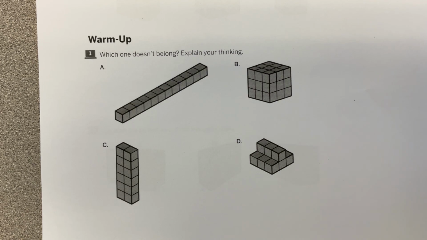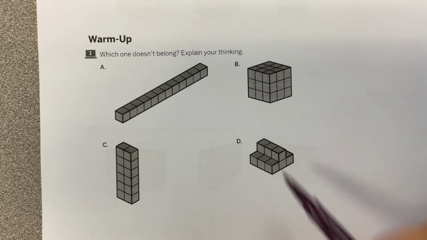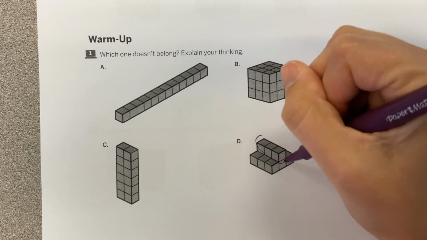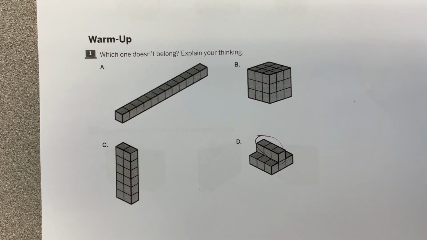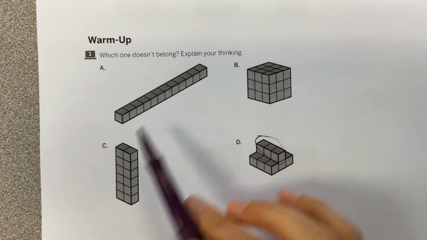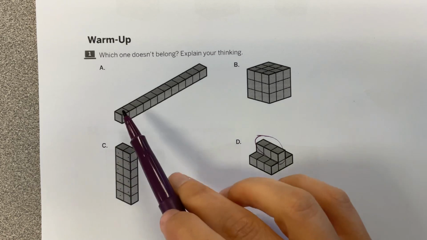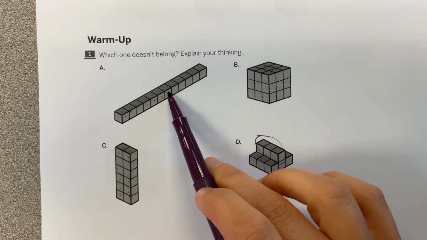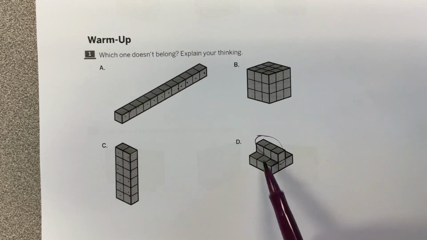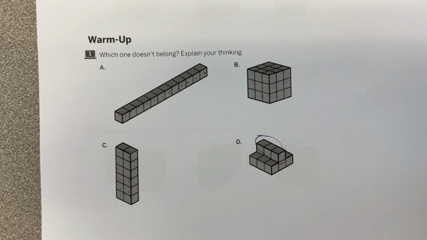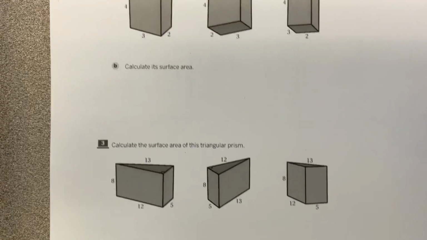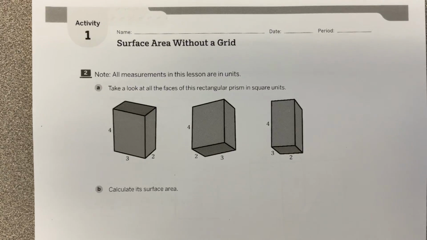So maybe you spot D and say, well, D isn't a rectangular prism because it has this kind of extra spot on top. Sure. Maybe you count up the cubes. This one has 1, 2, 3, 4, 5, 6, 7, 8, 9, 10, 11, 12. If you count this one, it has 12. So maybe B doesn't belong because it doesn't have the same amount of cubes or volume. Tons of different answers that could be correct there. We're going to move on past that to our next page, activity 1.